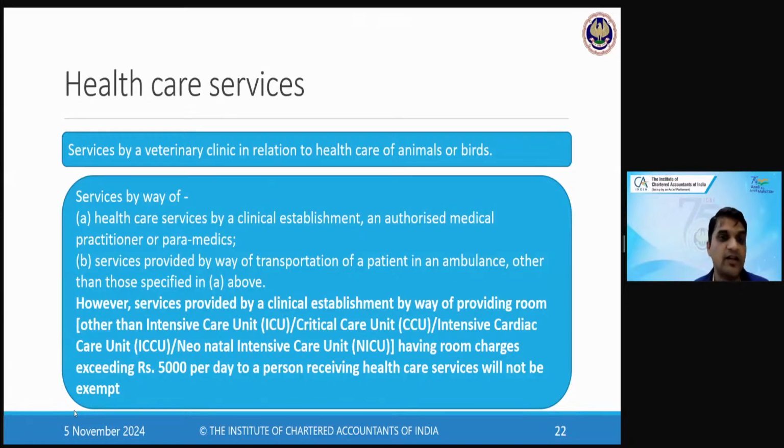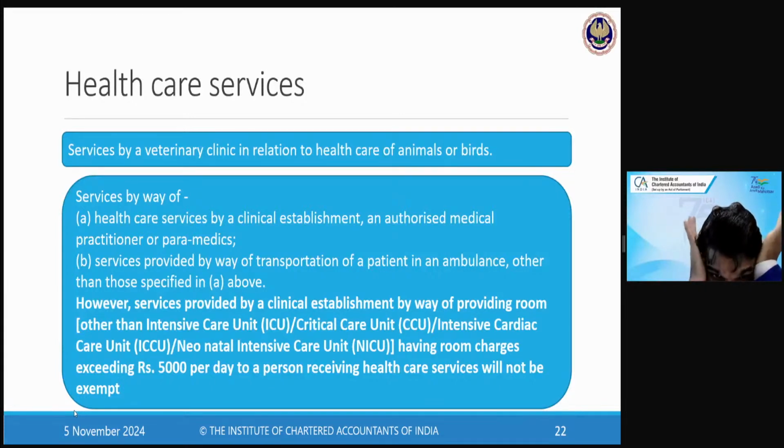Clinical establishment, healthcare services provided by a clinical establishment. Clinical establishment would mean any kind of doctor services, any hospital. All of that is treated as a clinical establishment. So service by a veterinary doctor. First, services by way of healthcare by a clinical establishment, an authorized medical practitioner or paramedics is exempted.